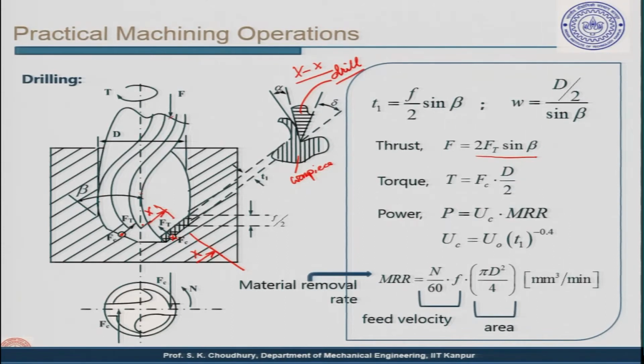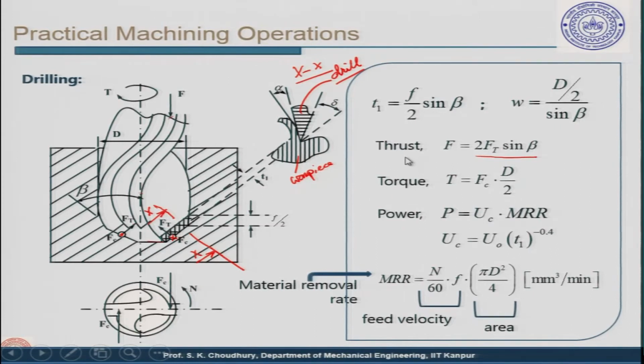So, from this triangle you can find out geometrically that F is 2 Ft into sine beta. So, Ft is the component of the thrust force like that, and this is the total thrust. All right. So, thrust is the force which is applied to the drill, so that the drill while rotating can penetrate the workpiece, so that the material can be removed.